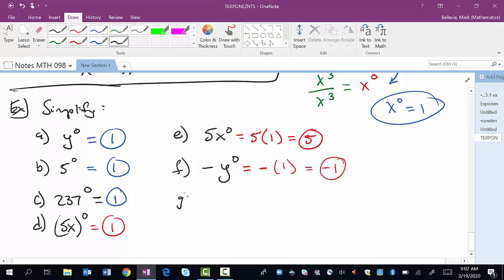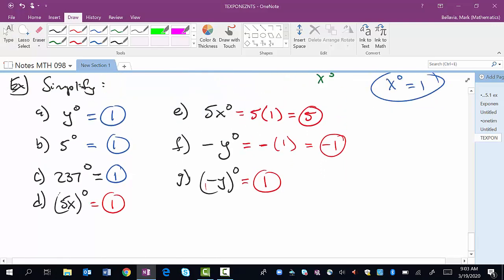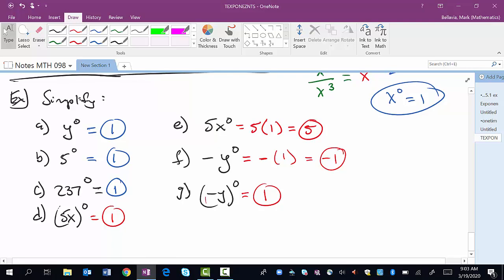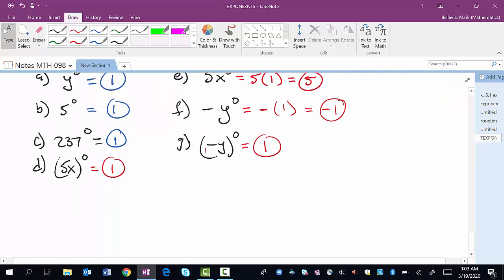That's different than if I wrote this. Sounds the same, but it's different. Negative y, in parentheses, to the 0 power. In this case, the 0 power, because of these parentheses, acts on the whole thing that's inside of there. So the whole thing is to the 0 power, the whole base to the 0 power, so it just equals 1. All right, so zero exponent rule, make sure you're paying attention to what the base is. The base to the 0 power always equals 1. That's a rule you should know.